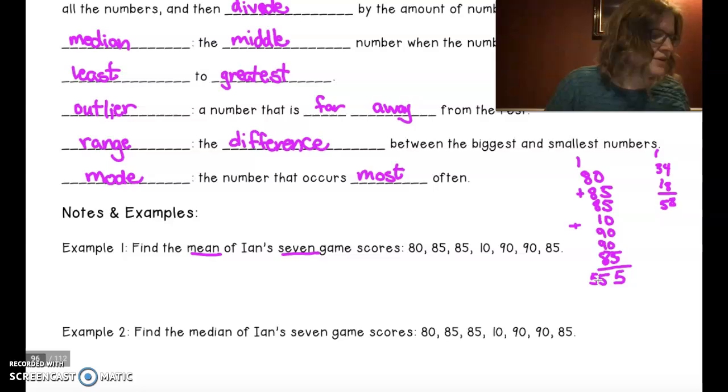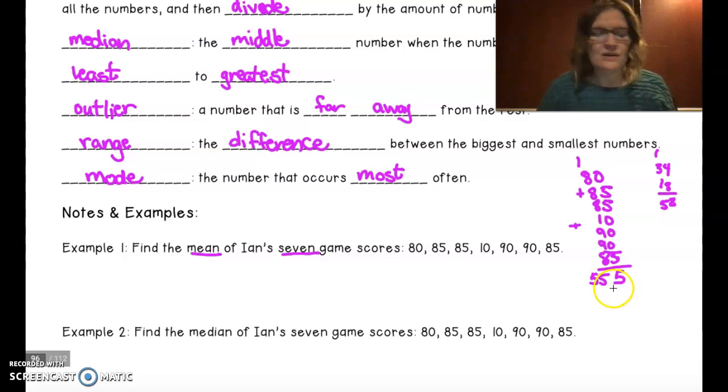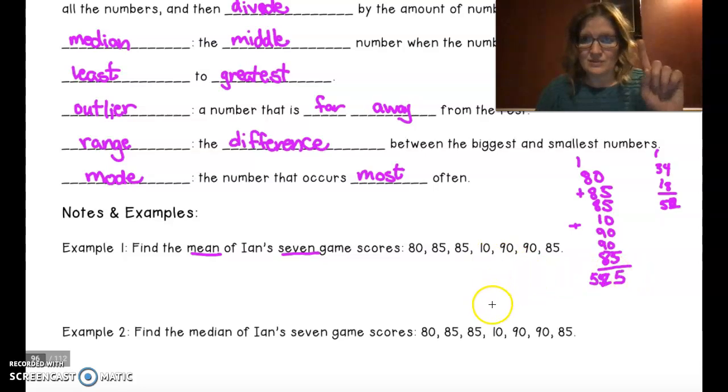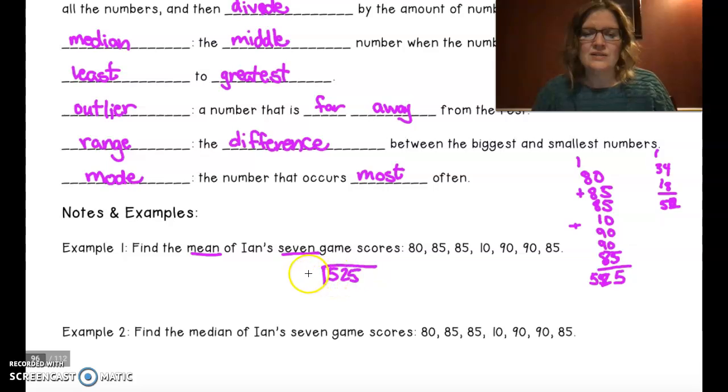And I've got to make sure that 500, oh wait, whoa, guys, 4 plus right here is 12, and right here is 12, so 525. And then remember our step 2 is we divide by the number of games that he has. So we say 525 divided by 7 is going to give us our average score for Ian.